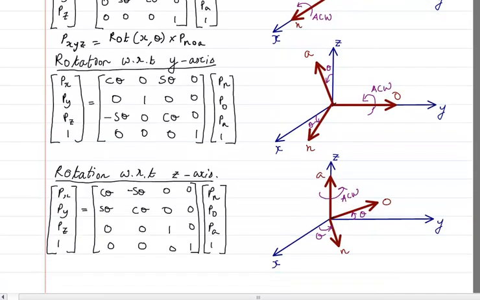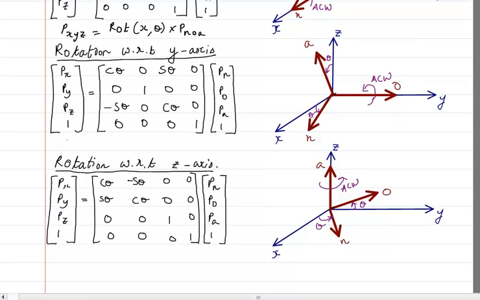Similarly, for the other cases, we will write Pxyz is equal to rotation with respect to y by angle theta multiplied with PNOA, and similarly for the last case we will write Pxyz is equal to rotation with respect to z by angle theta into PNOA. And this is how we can convert the PNOA vector to the Pxyz vector.